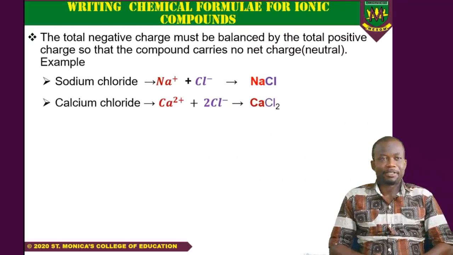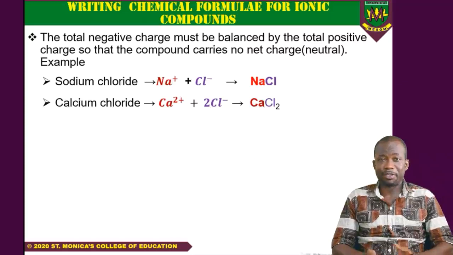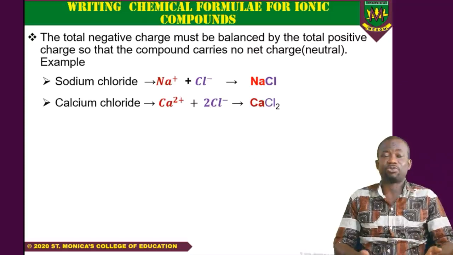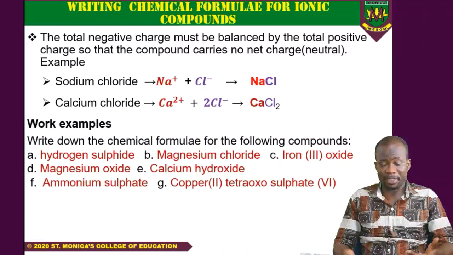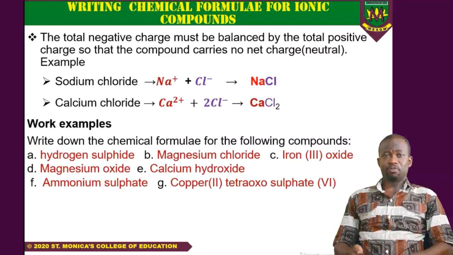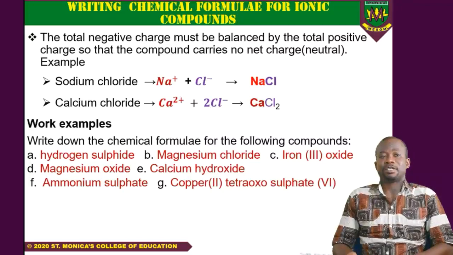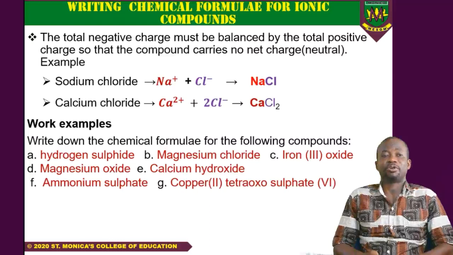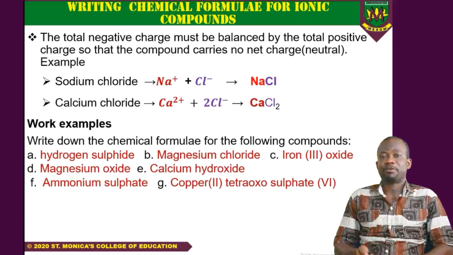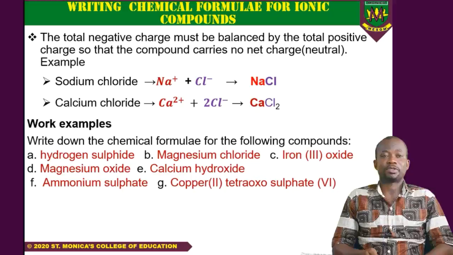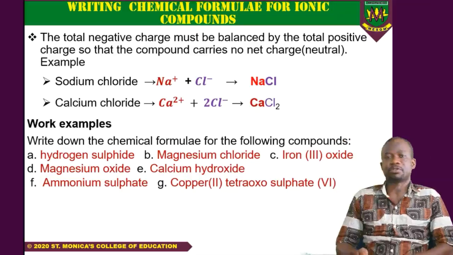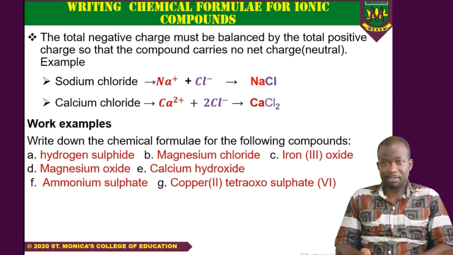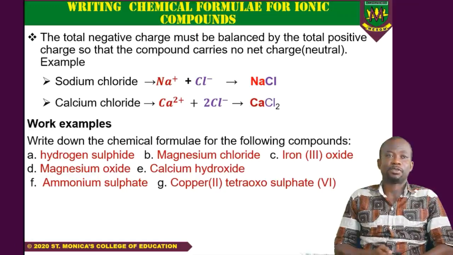Alright, so there are further examples for you to try. They have been solved, but first of all, before you look at the solution, you need to give it a try after you have understood it. Then you compare it to the answers that you have provided, and be sure of what you have done. If you are not sure, then you check it with the answer and do the right thing. So we have hydrogen sulfide, magnesium chloride, iron(III) oxide, magnesium oxide, calcium hydroxide, ammonium sulfate and copper(II) tetraoxosulfate(VI), that is CuSO4. They have been solved here.